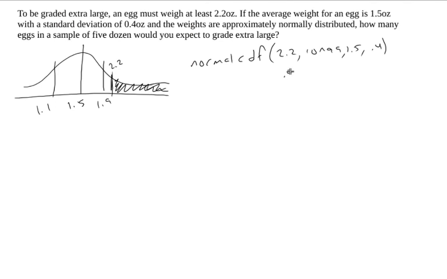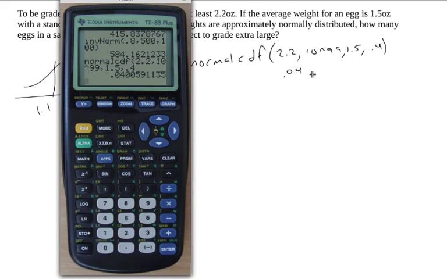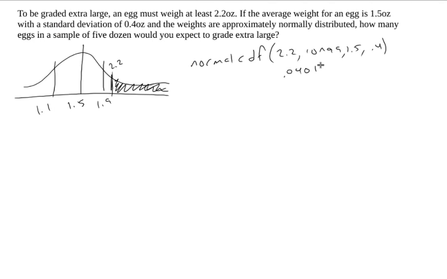Approximately 0.04. Yeah, approximately a 4% chance. 0.0401, sure. I'll go 4 decimal places because that's what I've been doing. So the probability that a given egg is graded as extra large is 0.0401.